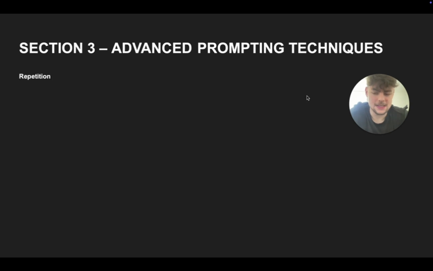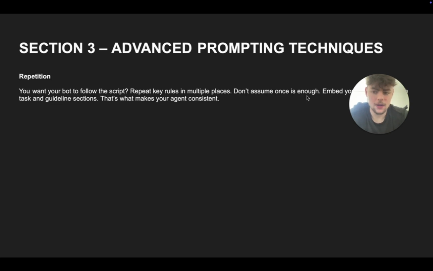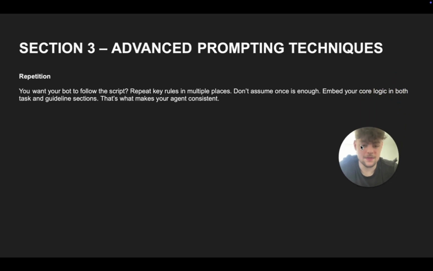Repetition. Now this is an underrated part. If you want your bot to follow the scripts, then you need to repeat key rules in multiple places. So let's say you have a process that is really important in your business. You need to be mentioning that at least 2 or 3 times to the AI, so they don't miss this step, because it's crucial. Don't assume just once is enough. Embed your core logic in both task and guideline sections, and that's what makes your agent consistent.